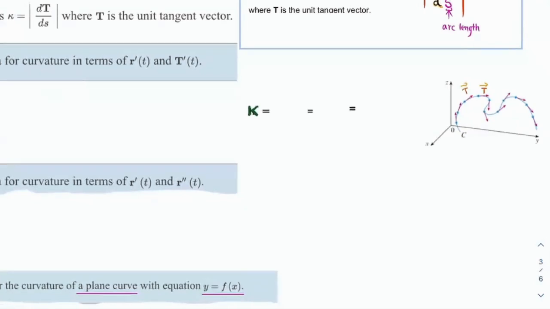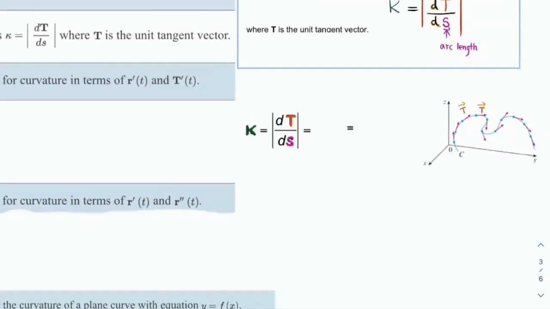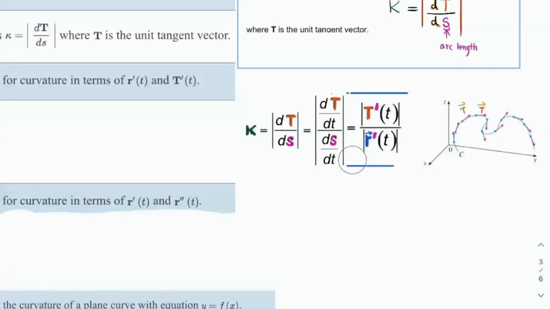I heard someone murmuring. Which one should be in the numerator? Well, we have this one over here, right? That was the definition, dT/ds. And then by the chain rule, we can write this as dT/dt over ds/dt. The numerator on top is the magnitude of T prime of t. The denominator here is the magnitude of r prime of t. So that's the formula for curvature in terms of T prime and r prime.